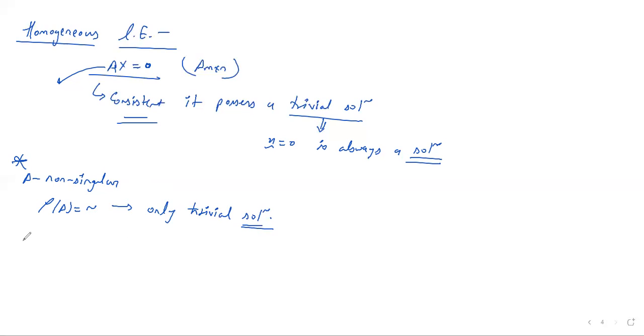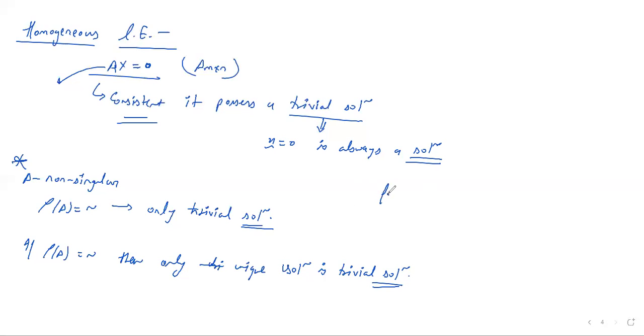Or you can say that if rank of A is equal to n, then there is only a trivial solution, only a unique solution, and that unique solution is trivial. For a non-trivial solution, we should have the rank of this matrix A to be less than n. Then we can have a non-trivial solution.